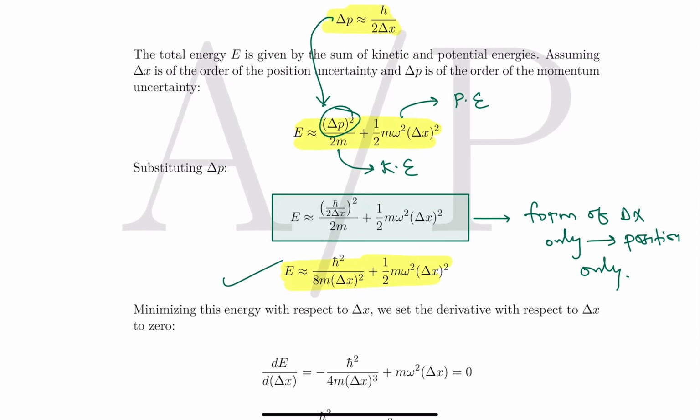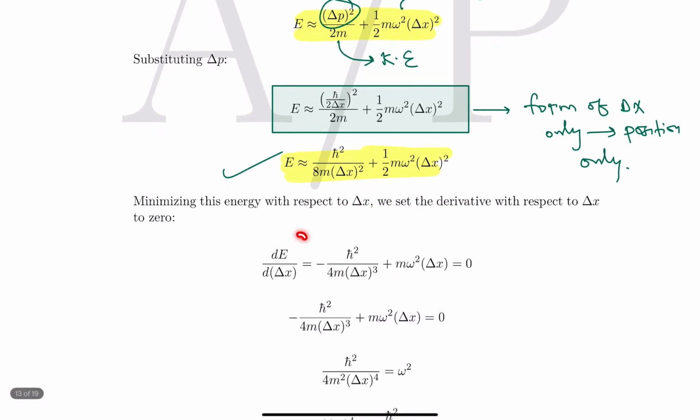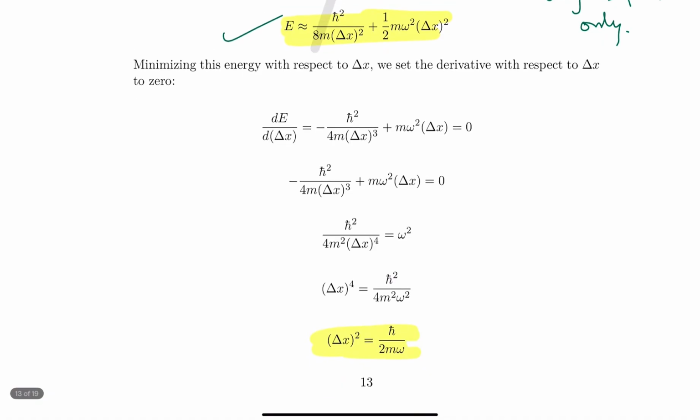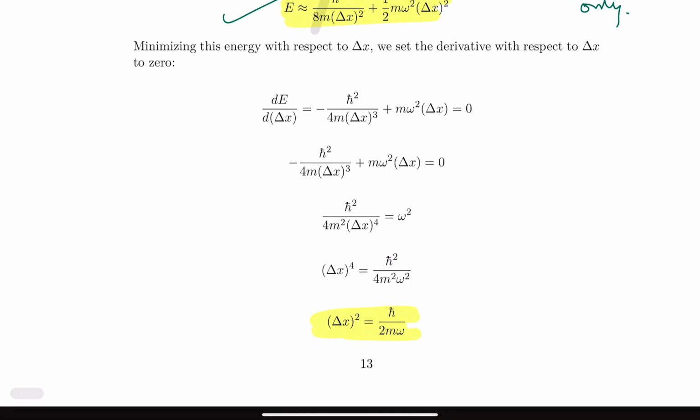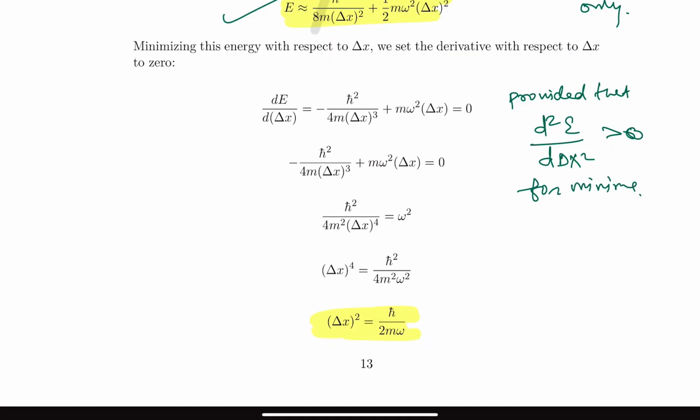So now you have this particular form of energy which you must minimize. So when you minimize it, you set the differentiation of that energy with respect to delta x to be 0, provided that the double differentiation is always going to be greater than 0. So we need to write that statement for the correctness of this question, provided that the first derivative is going to be 0 for minima.